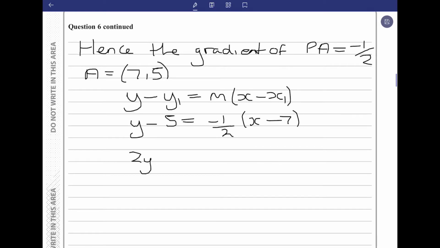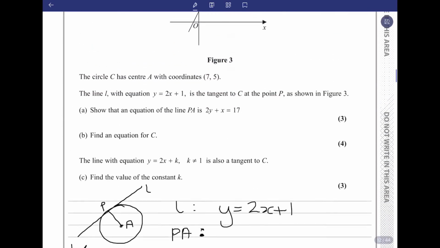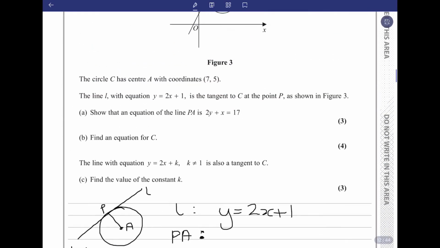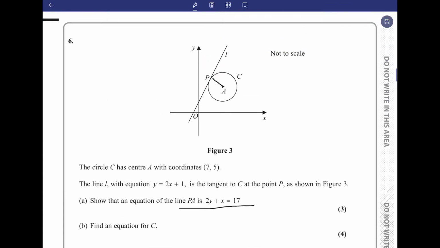So now let's multiply by 2 to get rid of that fraction there. So we have 2y minus 10 equals minus x plus 7. And now it's just a case of rearranging. So we get 2y plus x equals 17. And that's the equation we were after, if we recall. So that's there.